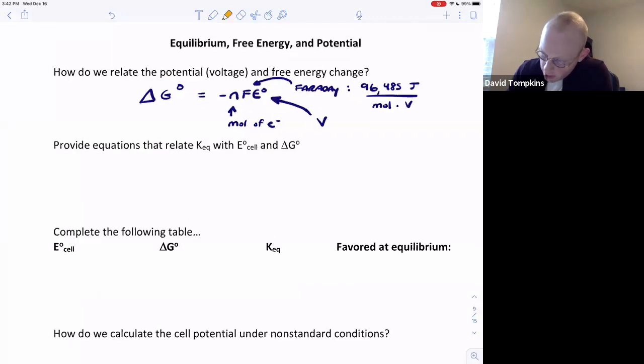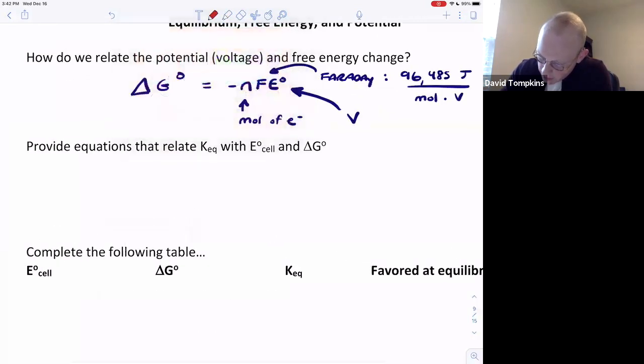And notice that there's a negative sign here in front of the N. So that means that delta G and E always have the opposite sign. If one is positive, then the other is negative. And that's important to conceptualize.